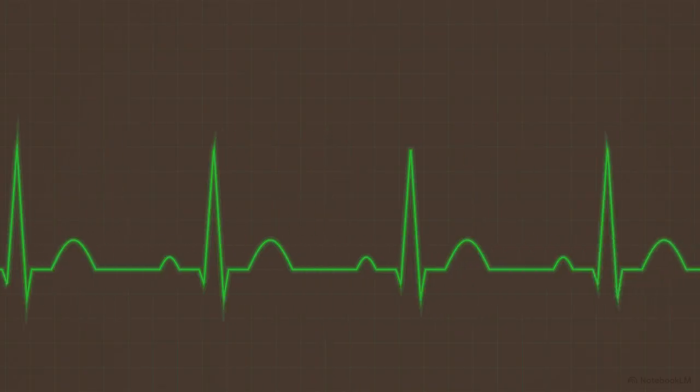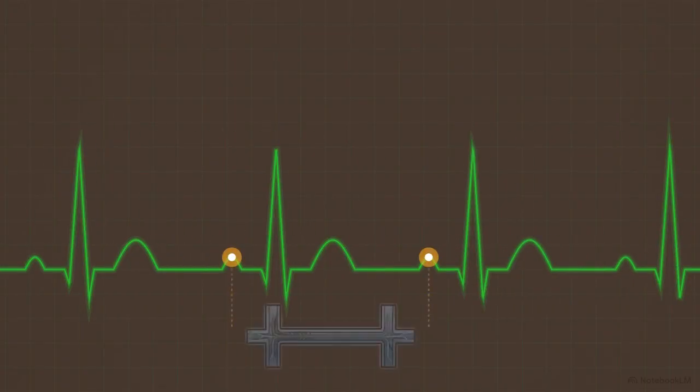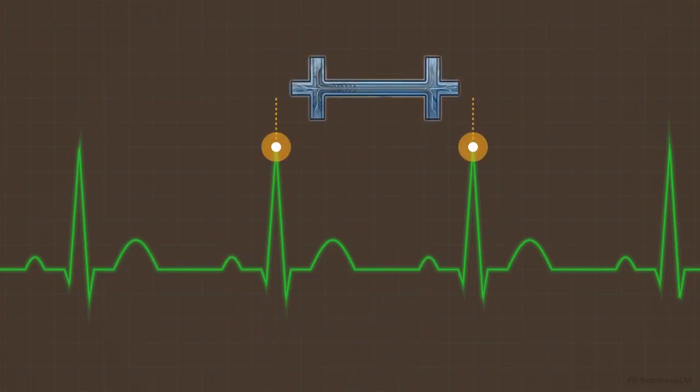Step 1 is determining the rhythm. For atrial rhythm, measure the intervals between consecutive P waves. To find the ventricular rhythm, measure the distance between two consecutive R waves.